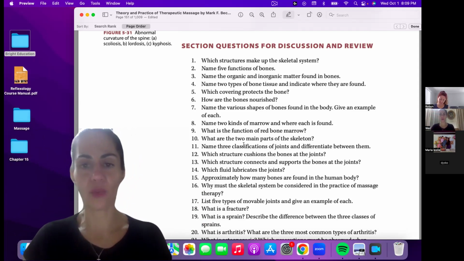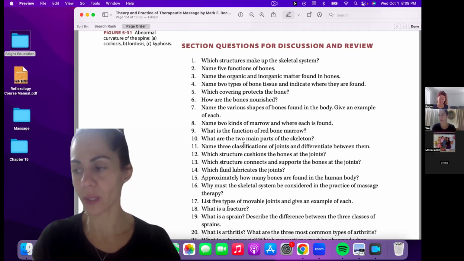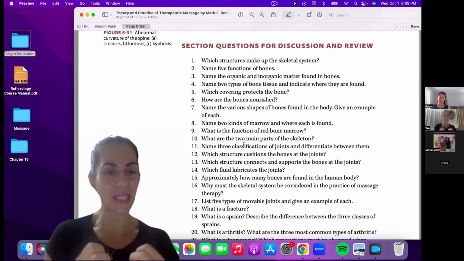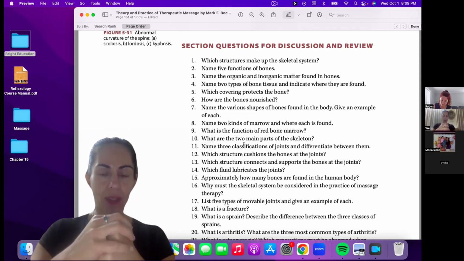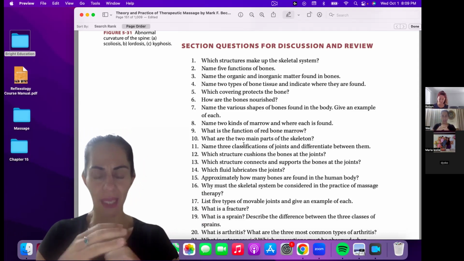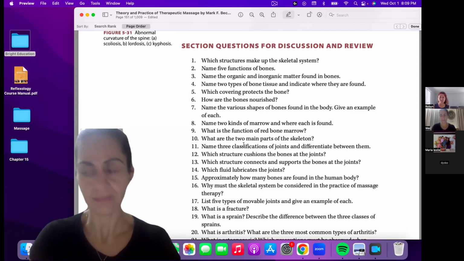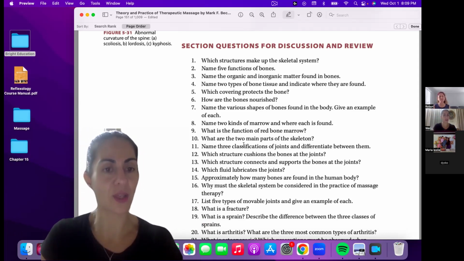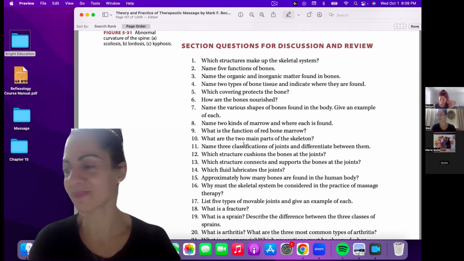Awesome. Number 12, which structure cushions the bones at the joints? Cartilage, articulating cartilage. It's like the cap on the ends of the bones. They kind of stick and stay there. They don't move. They just cushion. It's like when we wear socks on our feet, cartilage is the sock for the bone at the articulating end, okay?